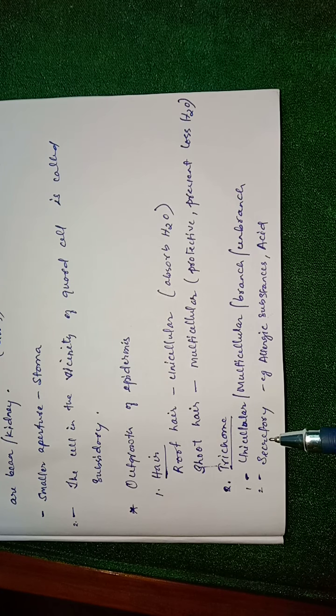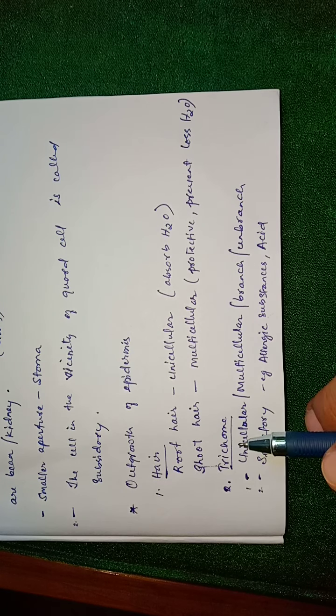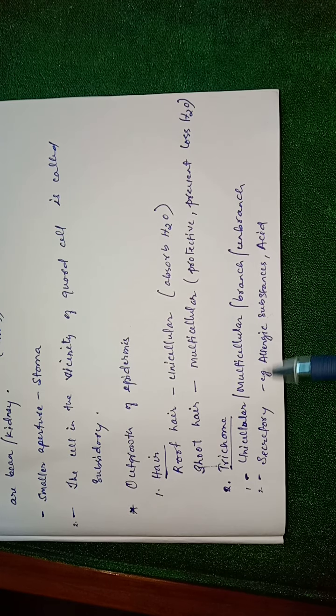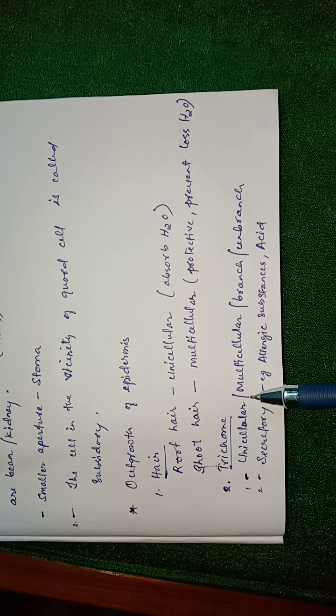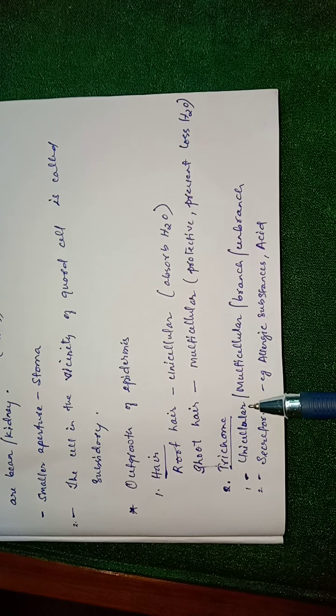Now, in trichomes, the secretory function is that they can secrete a variety of acids or substances such as allergic substances. So these allergic substances or acids secreted by these trichomes can cause irritation in the body of animals. Due to these reasons, animals usually avoid those plants having trichomes. So these secretory functions provide multiple defensive mechanisms to the plant body. So this is all about the epidermal tissue system.